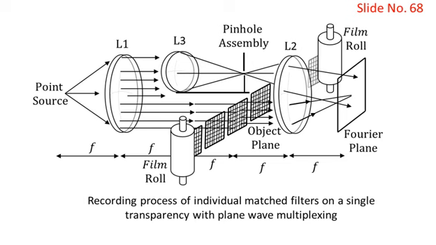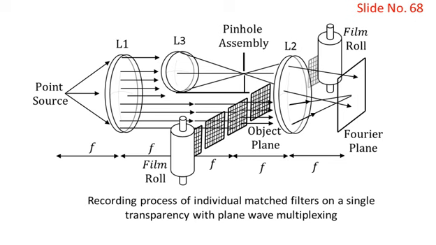So the third object will be placed in the setup, and then you know that this L3 and pinhole assembly will be moved precisely to another position, so that the angle of the beam of the plane wave outgoing from the L3 and reaching the Fourier plane will be changed. So each time we place the object, the angle will be changed, and of course due to the interference we are recording the matched filter corresponding to the third object.